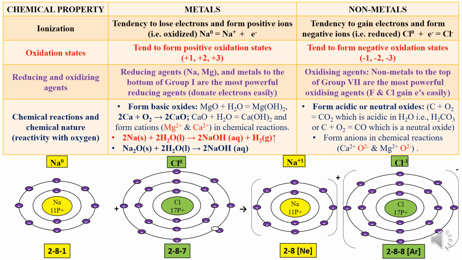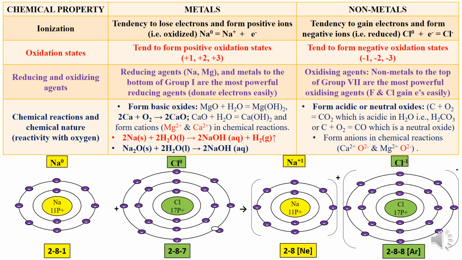The +2 oxidation state will be taken by group 2 elements like magnesium and calcium. The +3 oxidation state will be taken by group 3 elements like aluminium. The -2 oxidation state will be taken by group 6 elements like oxygen. And the -3 oxidation state will be taken by group 5 elements like nitrogen.